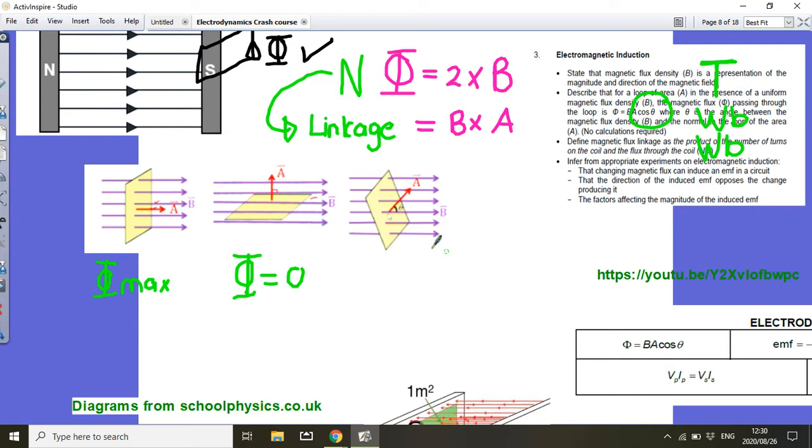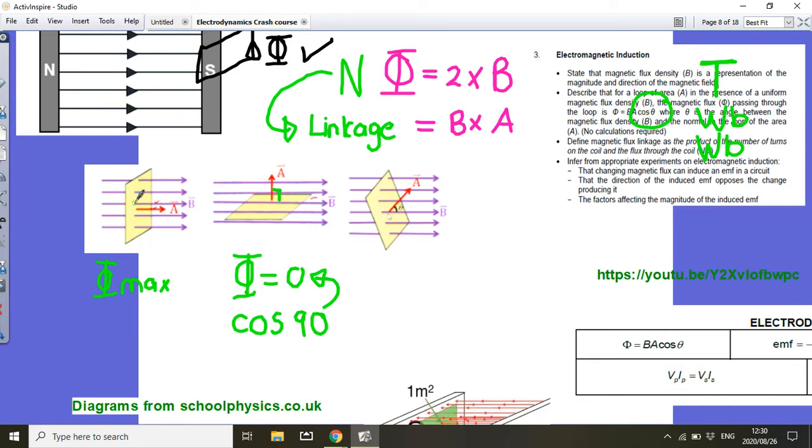So if you have an area like here, I'm just going to use that one. This is my area. The normal is always a line that is drawn 90 degrees to the area. Now the angle between the normal to the area and my magnetic field there is 90. So if you think mathematically about this, cos 90 is going to give you 0. So BA cos theta is going to be 0 because BA cos 90.